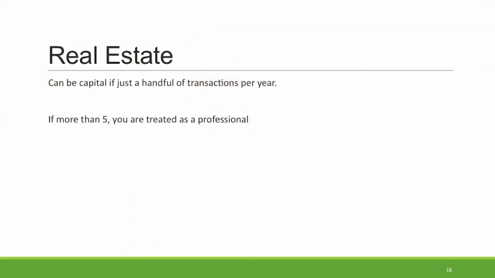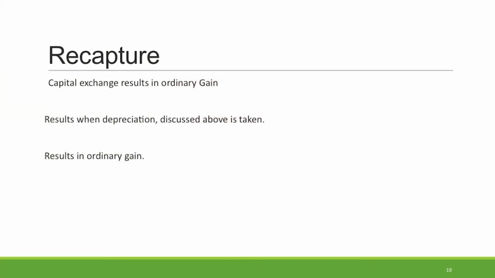Okay, I'm on slide 18. Real estate. Real estate as a whole, when you sell it, if your clients sell it, it can be treated as a capital gain if it's just a handful per year. If your client is selling more than 5 pieces of real estate per year, they may be treated as a professional, and it may be considered ordinary income. Let's take a look at slide 19.